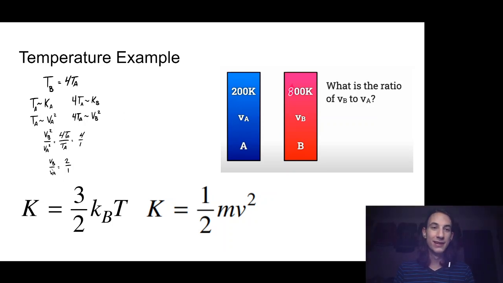Yeah, so the particles in B are moving 2 times as quickly as the ones in A.